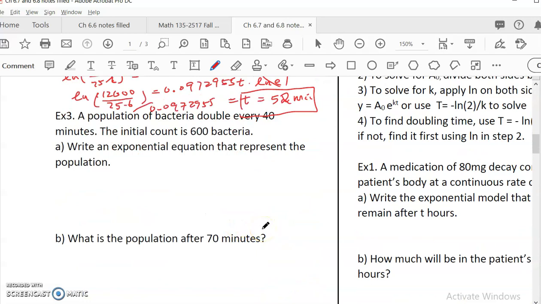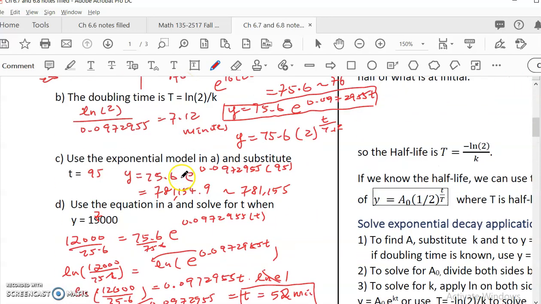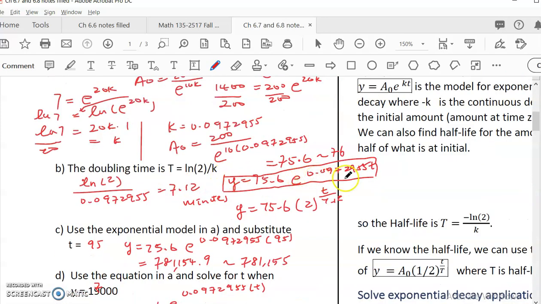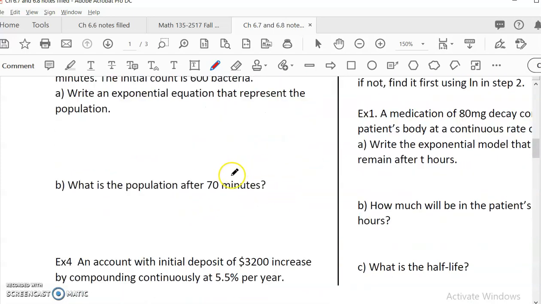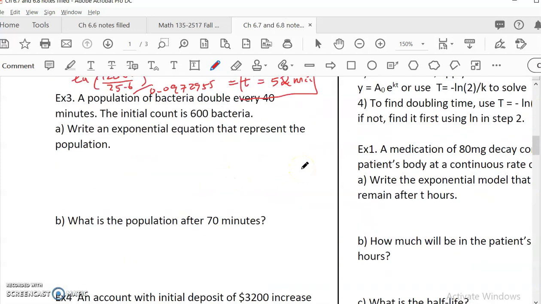Okay, example 3. Wow, takes a long time. In example 3, if you don't have the continuous growth rate or you don't have the doubling time, it is difficult. You have to solve for it. After you solve for it, sometimes you round it to a very funky number, so when you solve these, it's harder. Hopefully we don't have to do a lot of those.